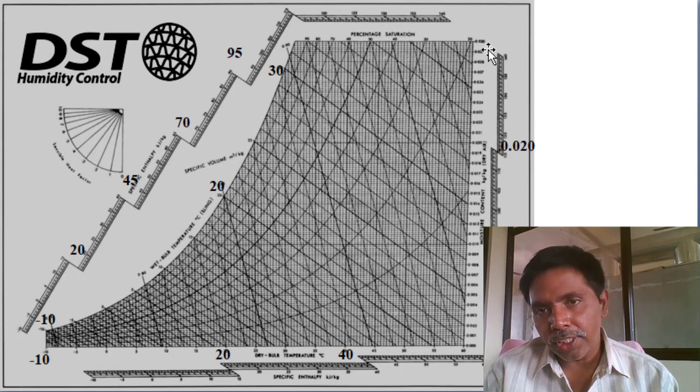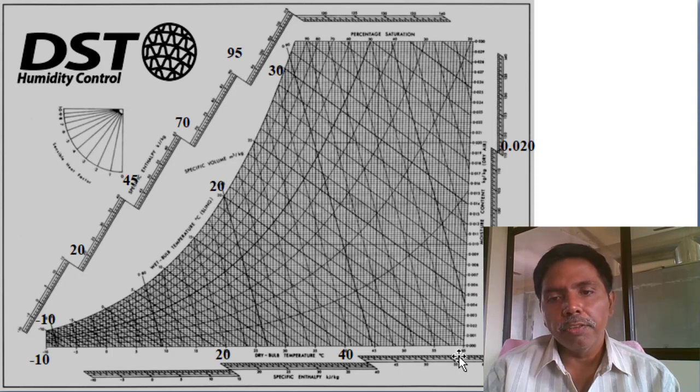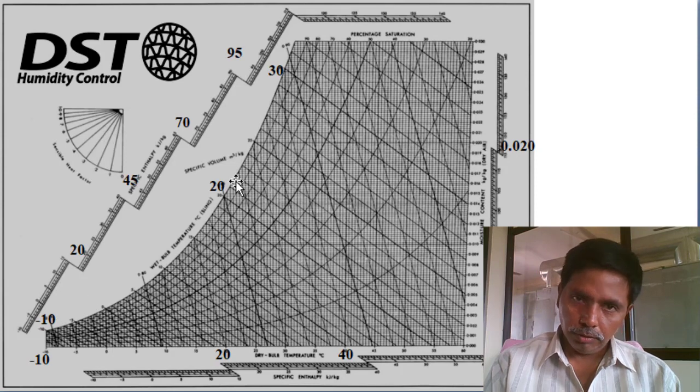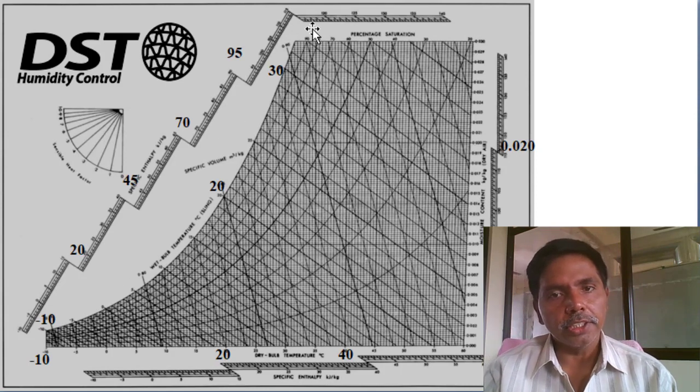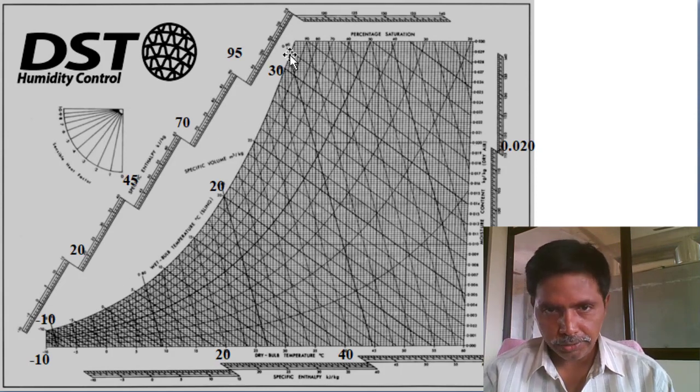Next, on the y-axis you can see the specific humidity or humidity ratio. The value starts from 0.000 and ends at 0.030 kg of vapor per kg of air. The x-axis is dry bulb temperature. The vertical lines are dry bulb temperatures. The inclined lines are wet bulb lines. The dry bulb temperature varies from -10 to 60 degrees. Wet bulb temperature is -10 to 32 degrees maximum.